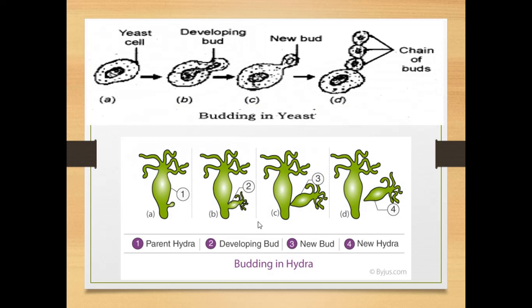So here you can see budding in yeast. In the yeast cell, you can see the bud-like structure developed on the parent yeast cell, which results in the formation of a new bud, and the new bud remains attached to the parent cell in yeast. But here you can see budding in Hydra. The parent Hydra develops a bud, and this new bud gets separated and develops into a new Hydra.